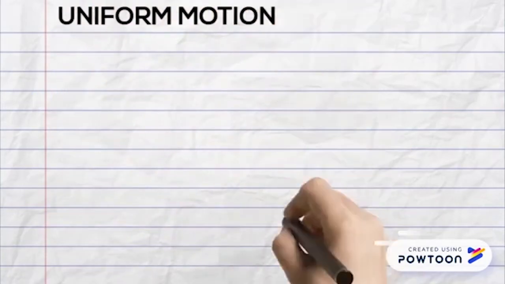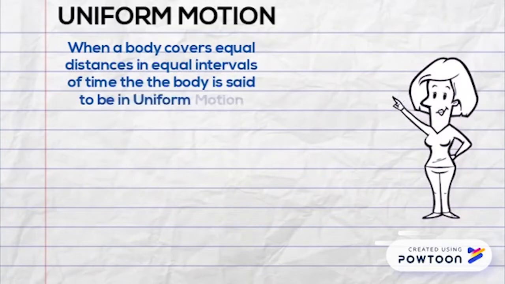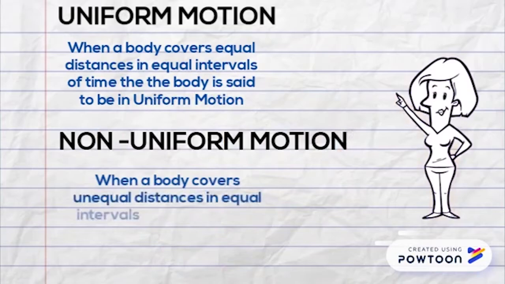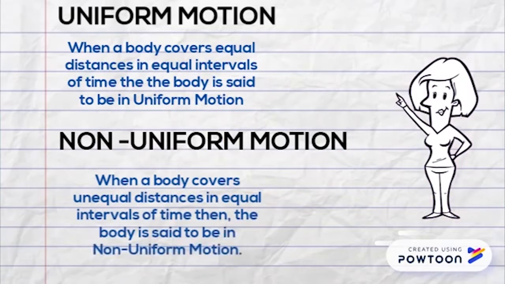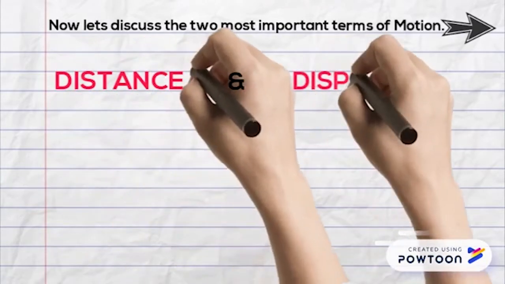Uniform motion. When a body covers equal distances in equal intervals of time, then the body is said to be in uniform motion. Non uniform motion. When a body covers unequal distances in equal intervals of time, then the body is said to be in non uniform motion. Now let's discuss the two most important terms of motion: distance and displacement.